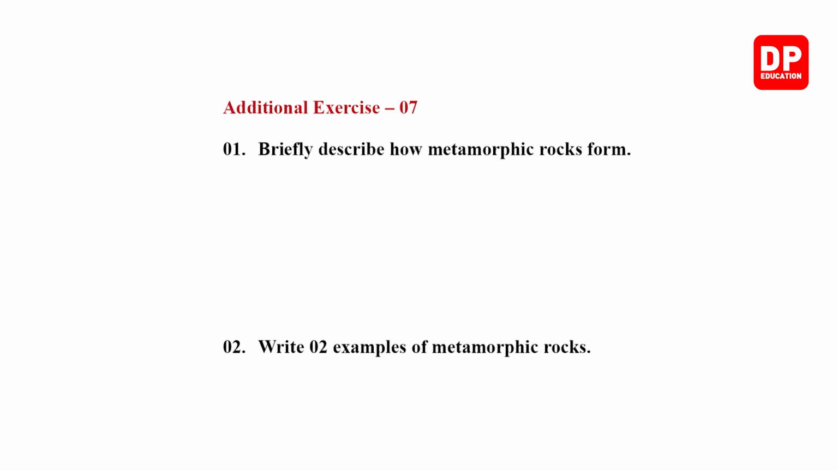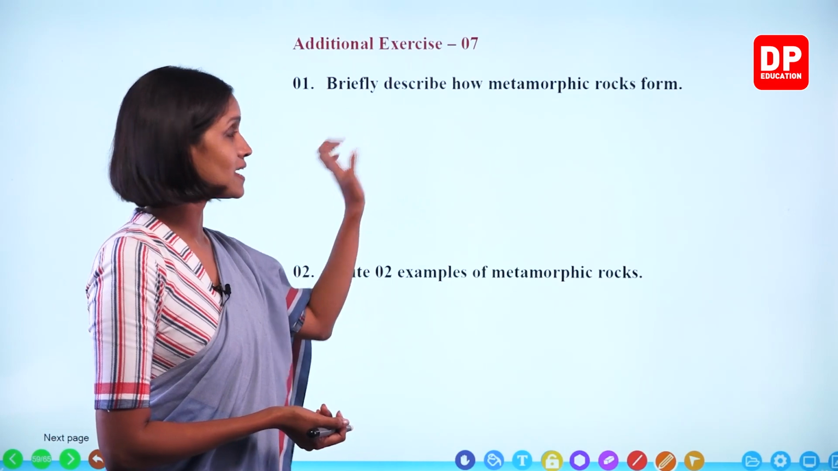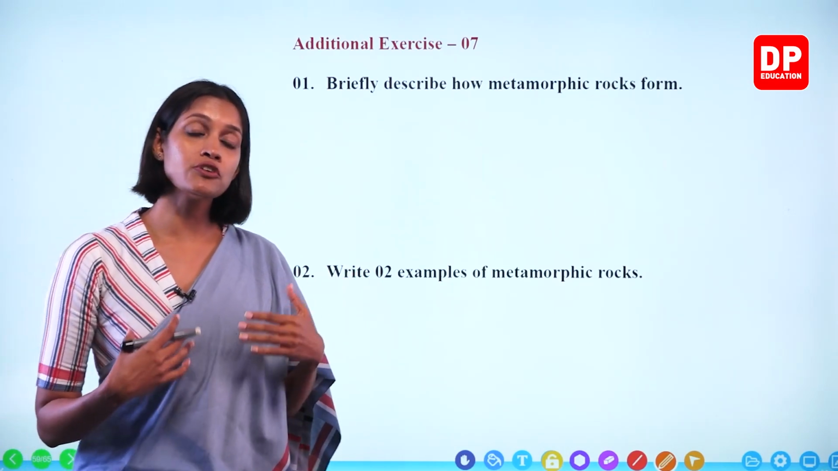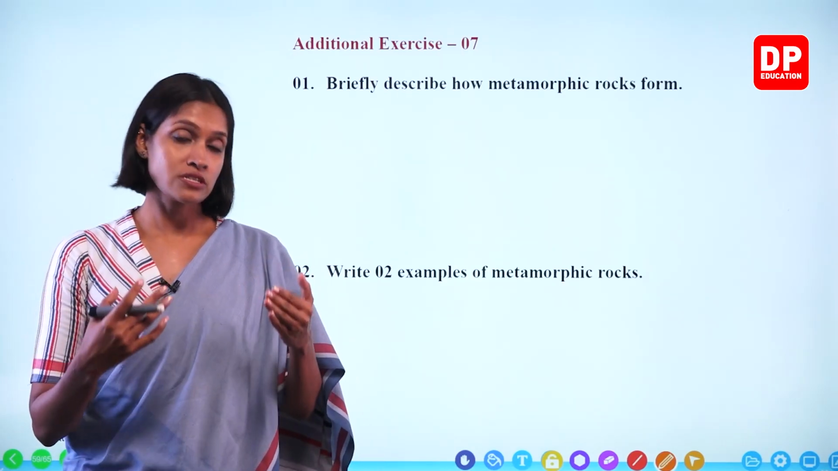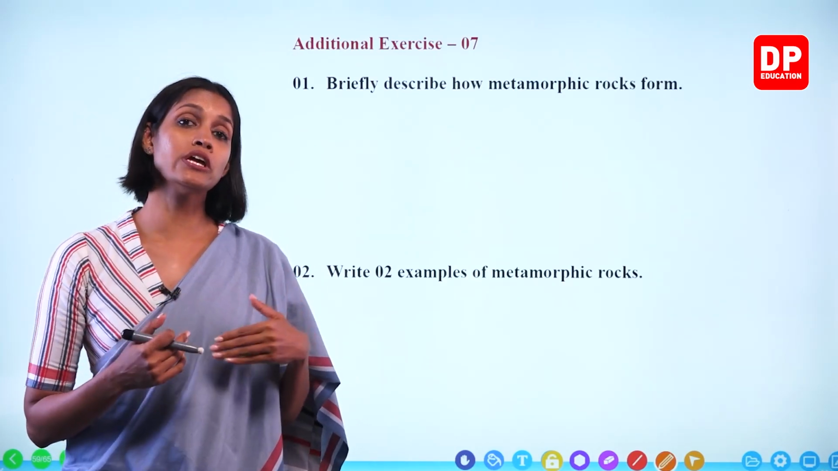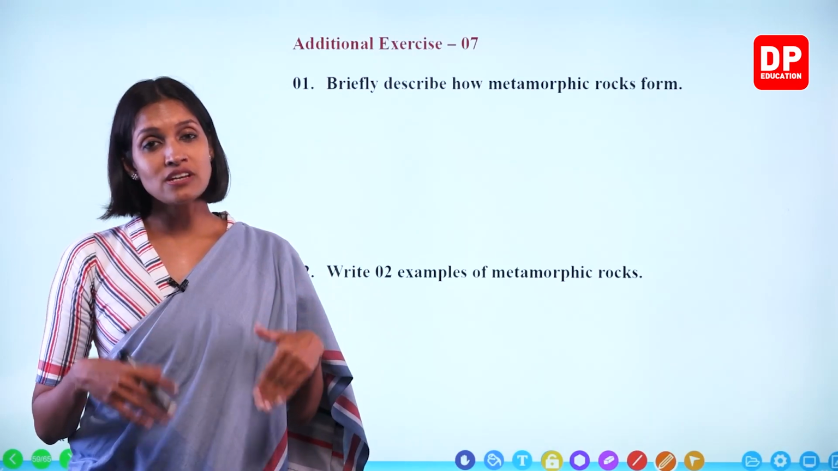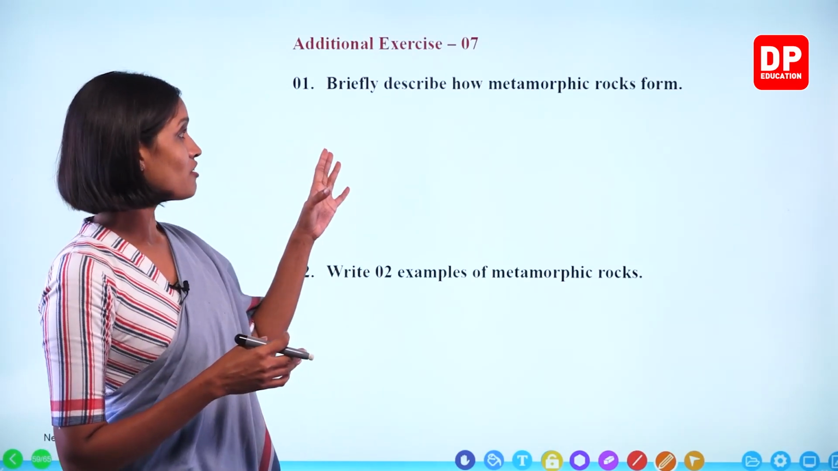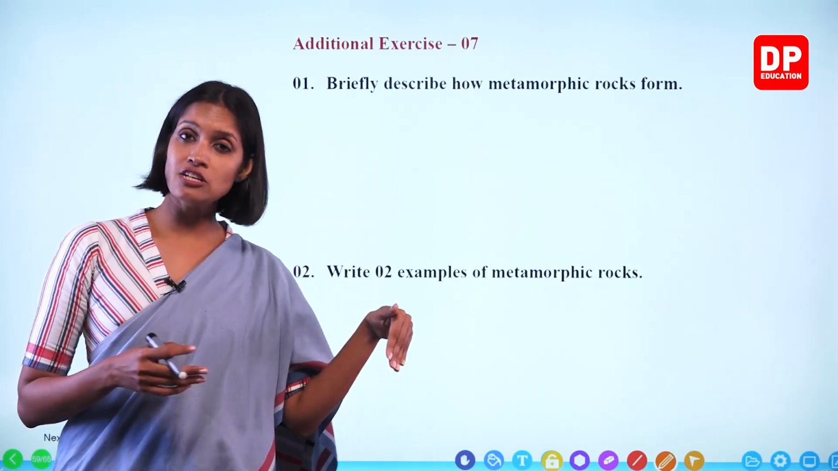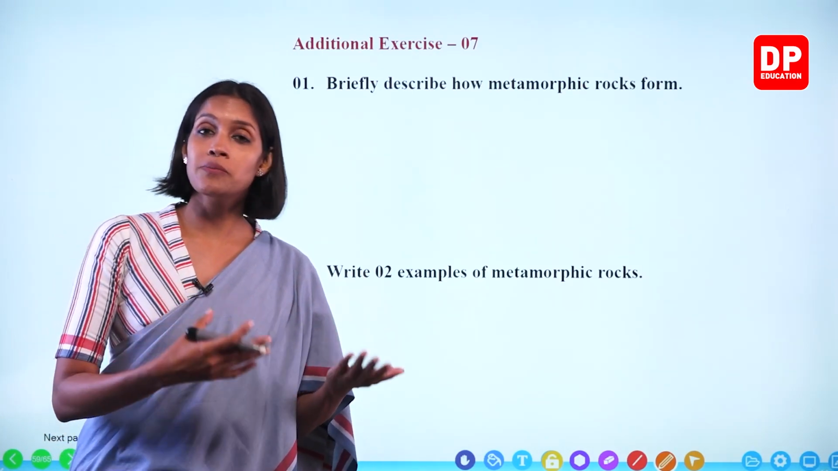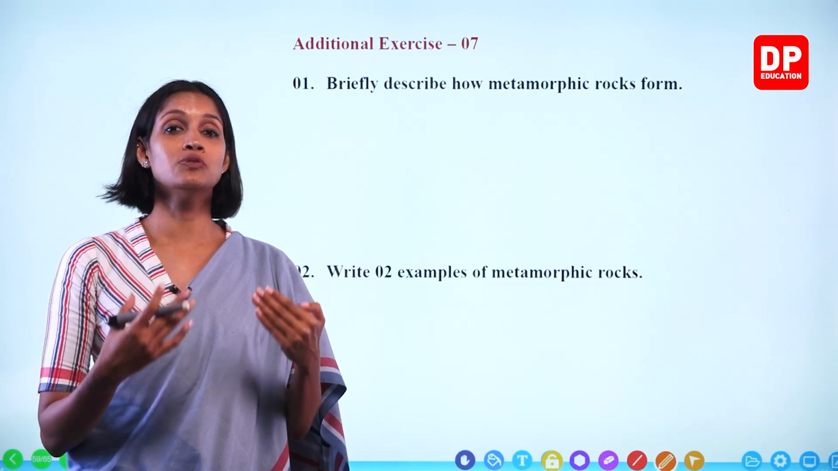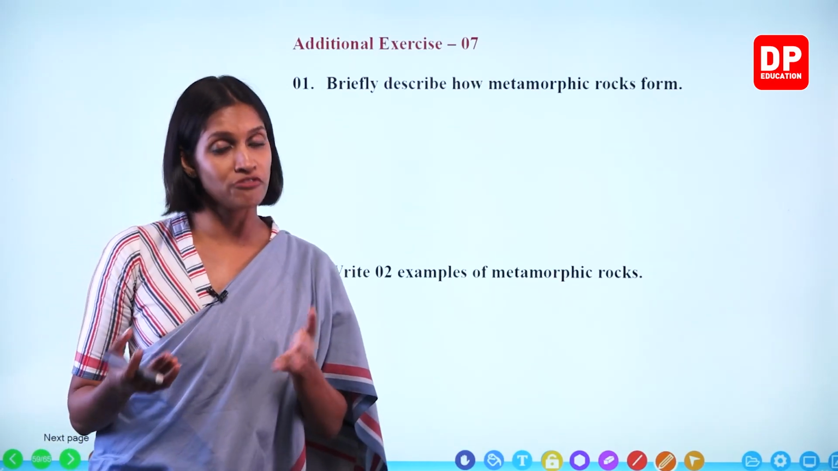Exercise 7. Briefly describe how metamorphic rocks form. Now we know this answer as well. So metamorphic rocks are formed due to igneous and sedimentary rocks being subjected to changes, okay? So during earthquakes or many other reasons, what happens? Sedimentary and igneous rocks might go deep down the earth and because of the temperature and pressure changes, they go through changes and metamorphic rocks are formed.